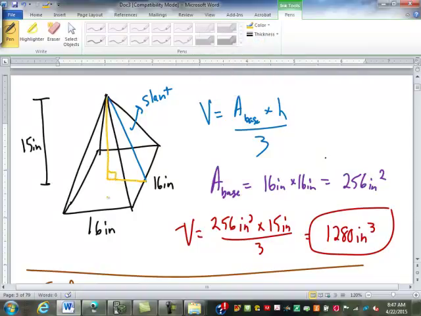Make a right triangle here. We know this is just our height of 15. This here is just half of the 16, or 8. Since that makes a right angle, the slant is going to be 15 squared plus 8 squared equals that slant squared. If you figure that all out, you get 17 as the slant height.